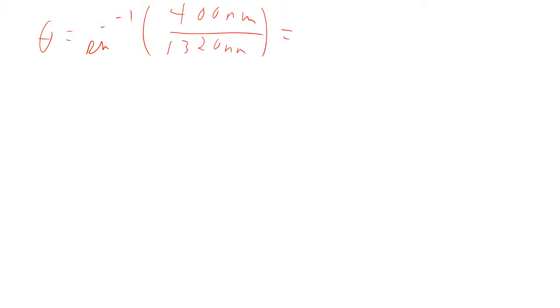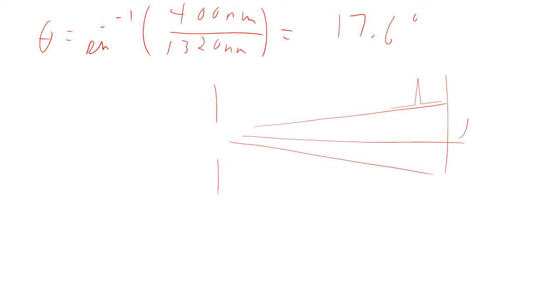So what does that give us? So we plug in the calculator. And we get that that is 17.6 degrees. So the light shining through here, the angle from the center goes out 17.6 degrees on either side. Now that's for violet light.